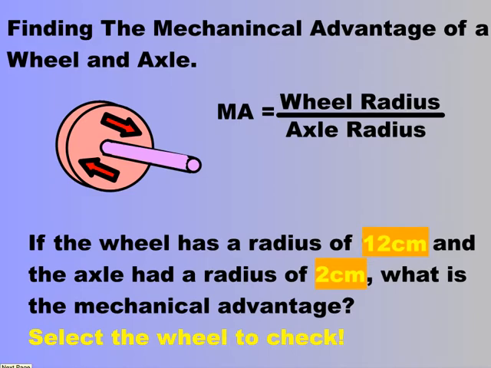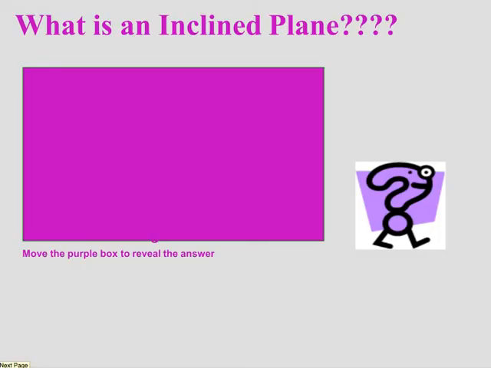And with a wheel and axle, usually what you do is you put your force on the wheel. So you turn the wheel and that causes the axle to turn. So the mechanical advantage is usually the wheel radius divided by the axle radius. All right, so make sure you're getting all these different formulas down for the different pieces.